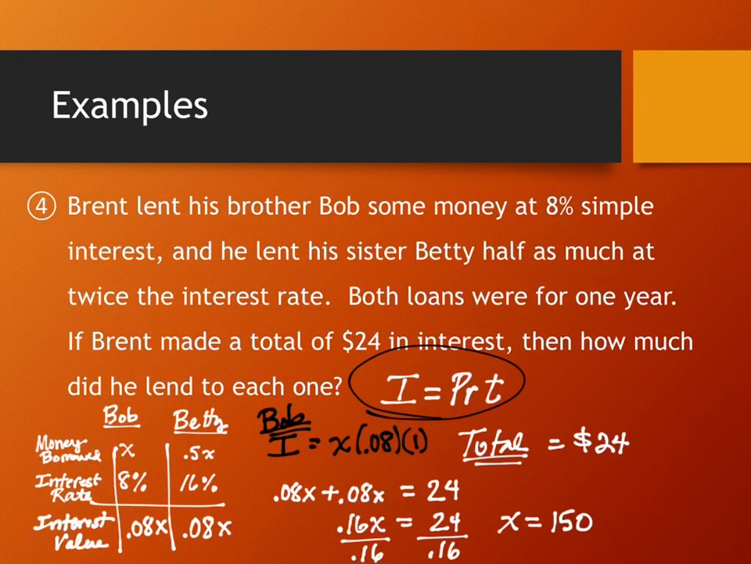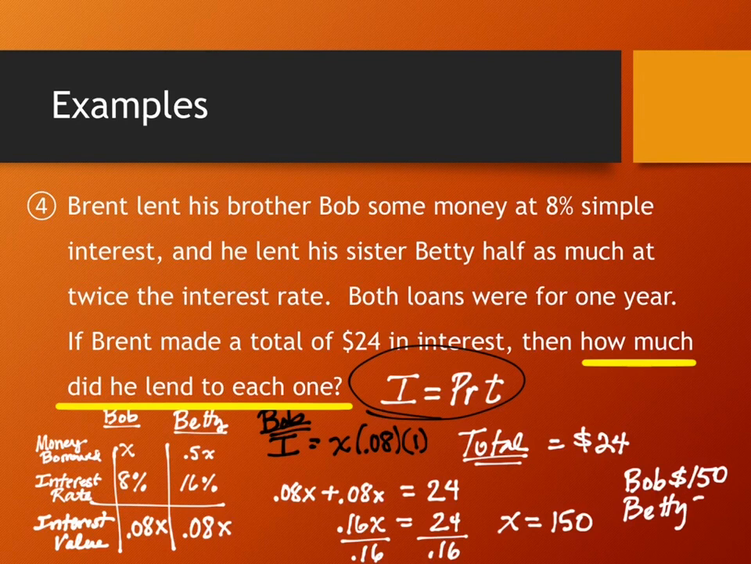What did it say that we were actually asked for? How much money did he lend to each person? Okay, so how much did he lend to Bob? Yeah, Bob borrowed 150. How much did he lend to Betty? Yeah, half that. So she only borrowed 75.